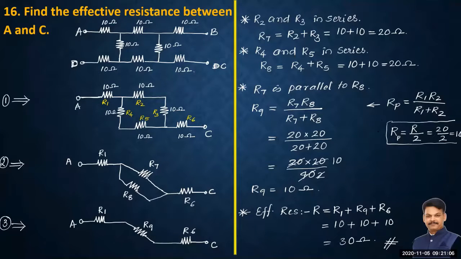See, this is the shortcut method. We got the same answer. If you use the shortcut method, that is Rp is equal to R by 2, then also you get 10 ohm. And if you use the traditional method, then also you get the 10 ohm.